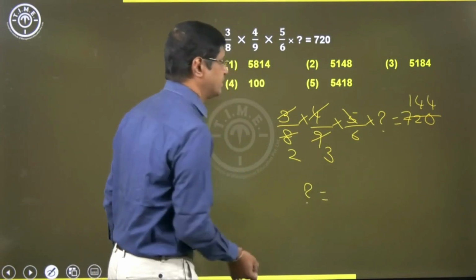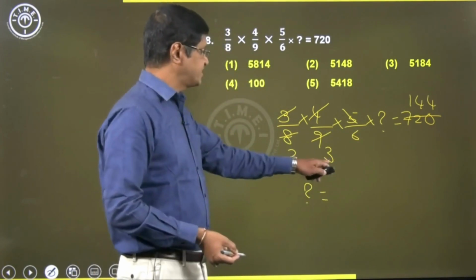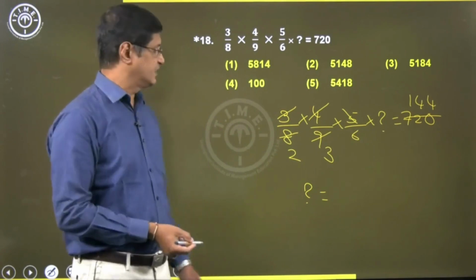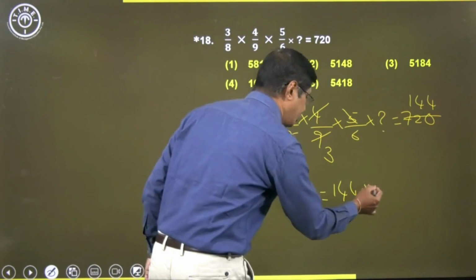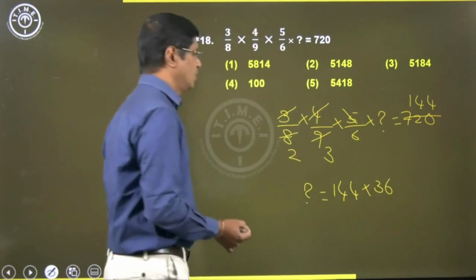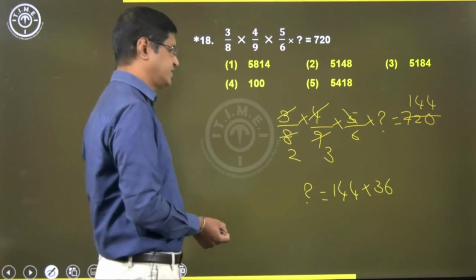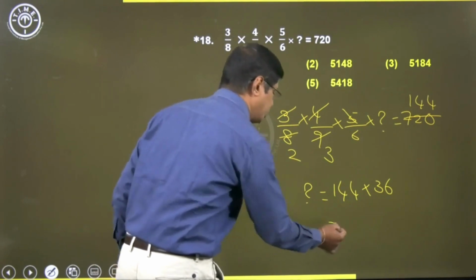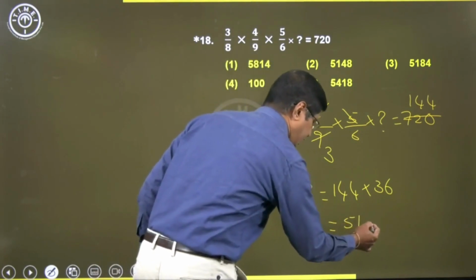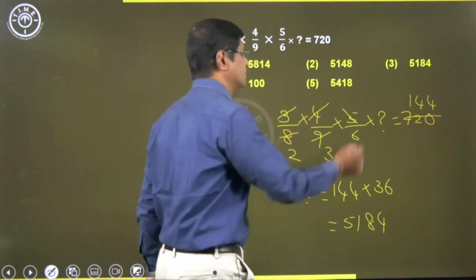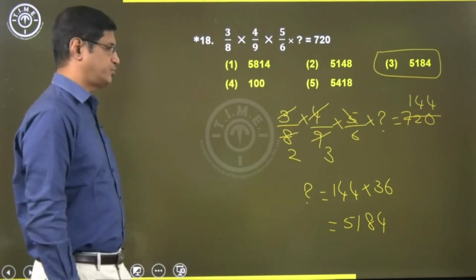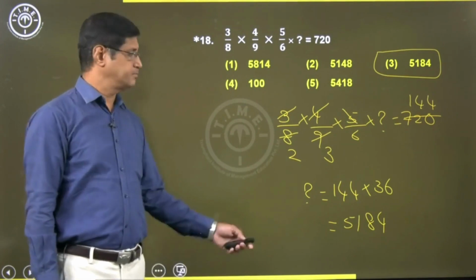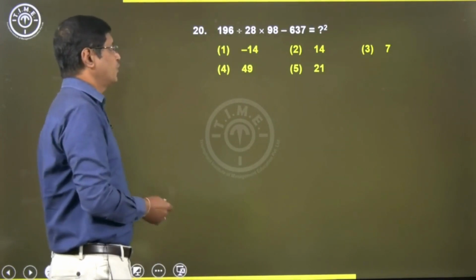Now, just observe the product of these numbers. What is the product of these numbers? 2 into 3, 6. 6 into 6, that is 36. 144 into 36. The right choice is option number 3, 5184. The product of these numbers is 5184. Choice number 3. Now look at the next example.